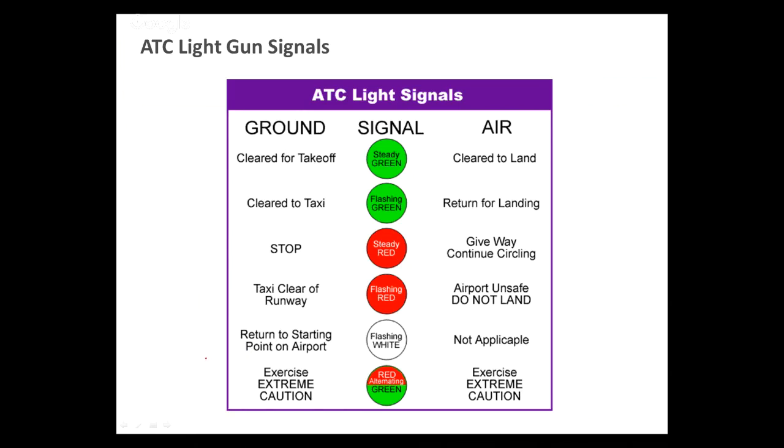You can see that there is a steady and a flashing definition for each color. And there's also a definition for each color, whether you're in the air or on the ground. So if you're in the air and you're coming into land, let's say you request landing clearance, and between the time that you get your landing clearance and the time you land, you lose your radios. Well, if you see a steady green light from the tower, then you can be assured that you're still cleared to land. If you see a flashing red light from the tower, then you cannot land.